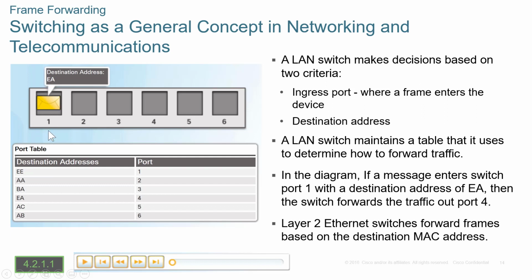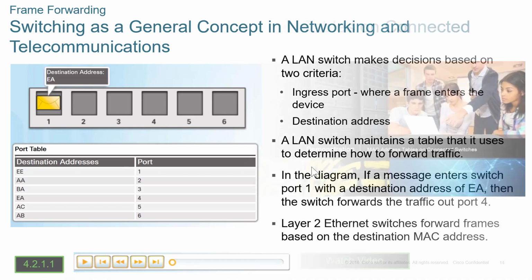If a frame comes into port 1 and it has a destination MAC address that is not in the port table, it will send it out every single port except for the one it came in. So it will send it out ports 2 through 6. Now, if the destination address is all ones, all 48 bits are 1, that's a broadcast, and then it will also send it out ports 2 through 6. And there's some other cases like multicast that will send it out all available ports except for the one it came in on.